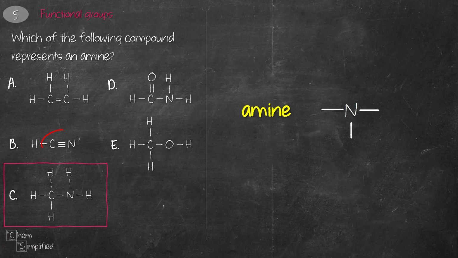B is not the answer because the nitrogen is triple bonded to a carbon. We're looking for 3 single bonds. D is not the answer because it has a carbonyl group, which is C double bond O connected to that carbon. In fact, D is an amide, and that's not what we're looking for.